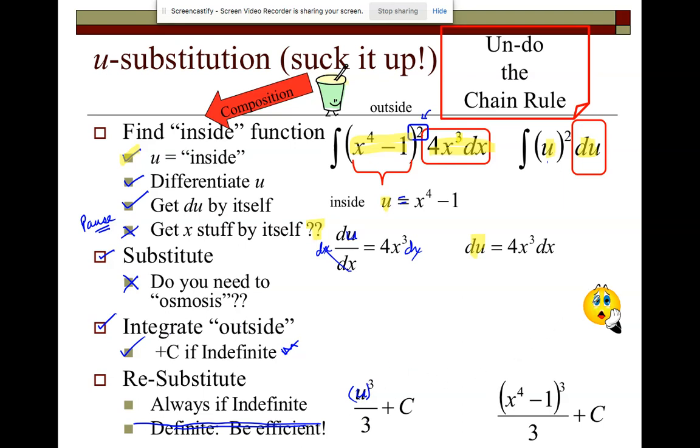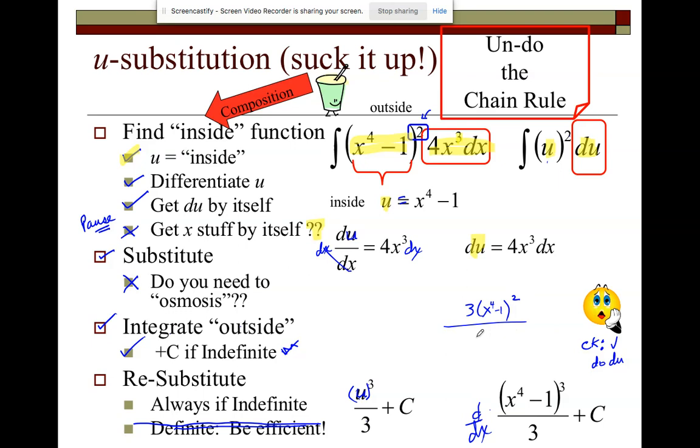Hey, what if I'm unsure? What can I do? When you do an antiderivative, you can always check your work. Take the derivative of this function with respect to x. Bring the 3 down. Copy over the middle. Subtract 1 from the exponent.